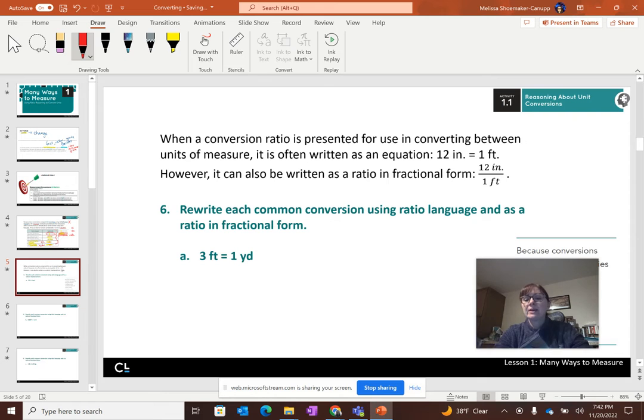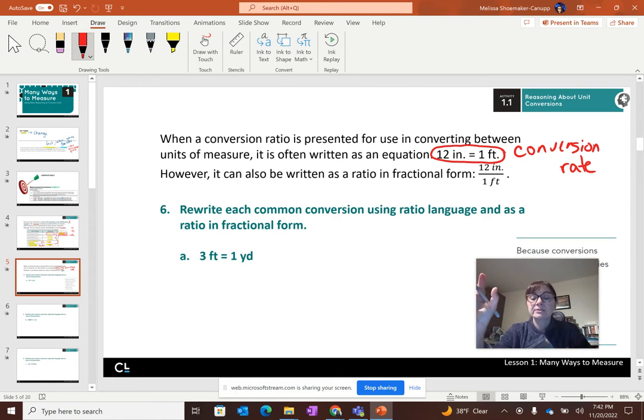Now, let's figure out how we do this. Okay. Now, we know that there's 12 inches in a foot. Once again, we call this a conversion rate. It's a rate, it's something that's happening that never changes. We can't change this. It's just the way it is. There's 12 inches in a foot. We want to write it like this fraction.